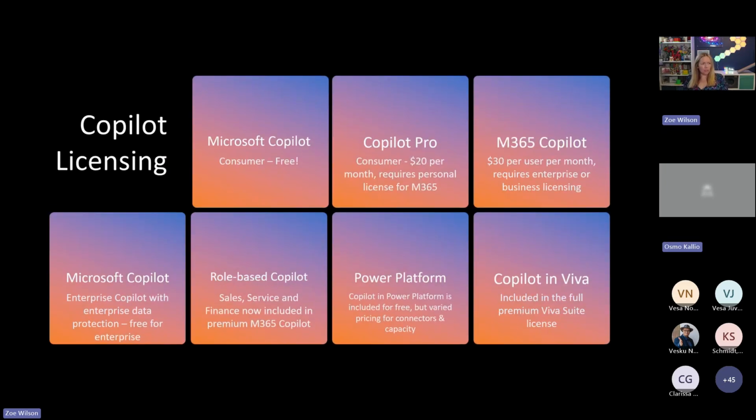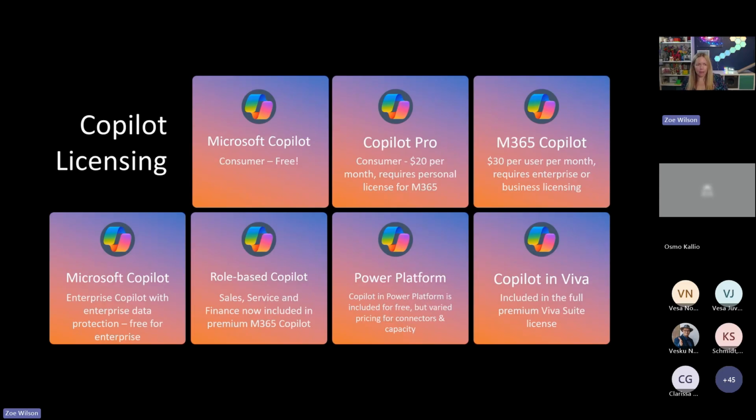And then if we look at Copilot licensing, this is something that I know has caused a huge amount of confusion over the last couple of years, with lots of renames and shuffling of the products and where they sit. There have also been changes to the pricing and licensing as well. The other thing that confuses this is that we've also got both consumer and enterprise versions, and they have the same name as well.